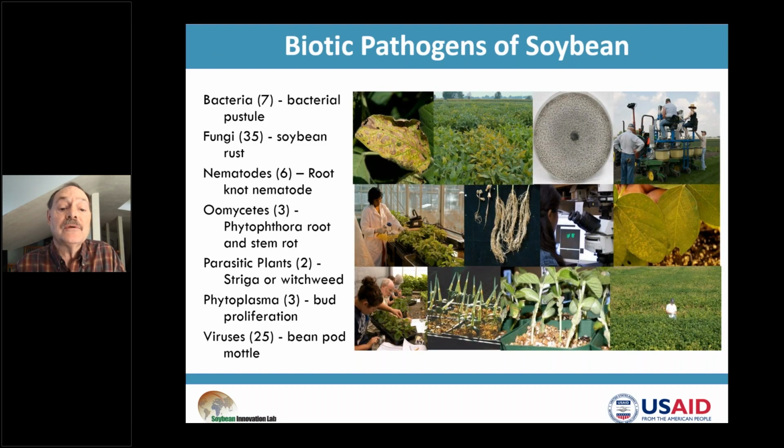This slide shows a view of the disease triangle. Oh, we must have missed one here.